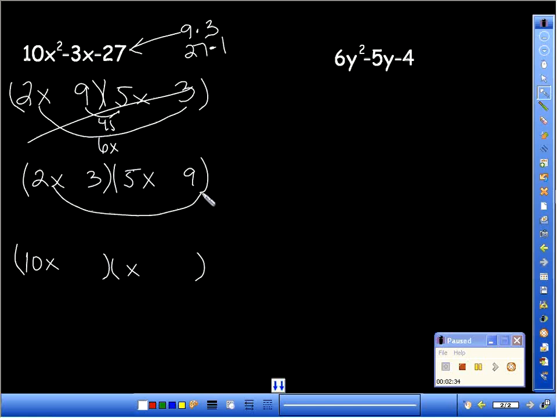I get 9 times 2 is 18x. 3 times 5 is 15x. Can that equal 3? Yes, and I need it to equal negative 3. So the 18 has to be negative. The bigger one will be negative. So 2x plus 3, 5x minus 9.